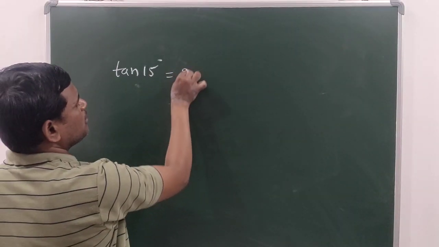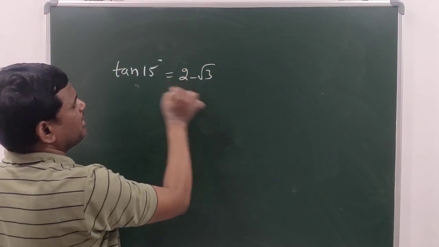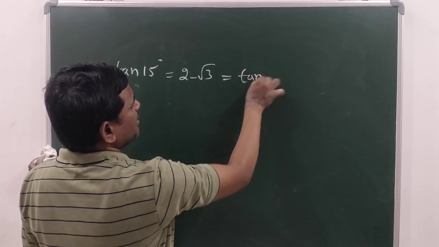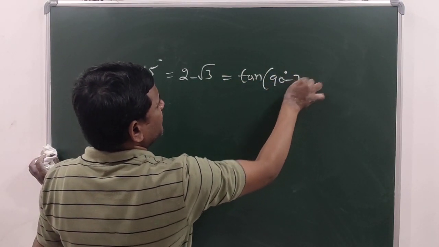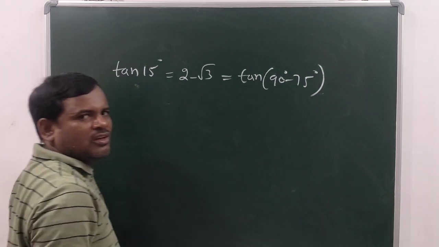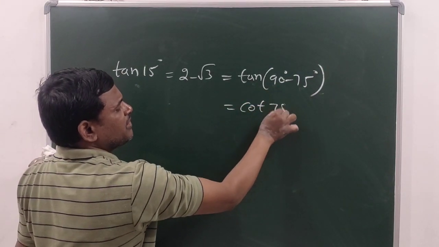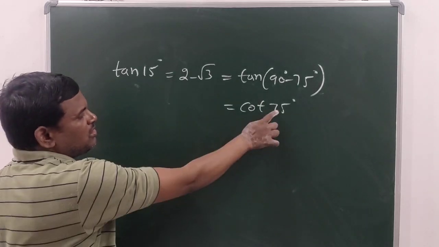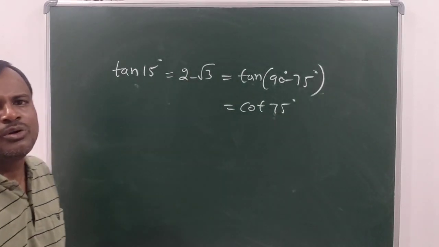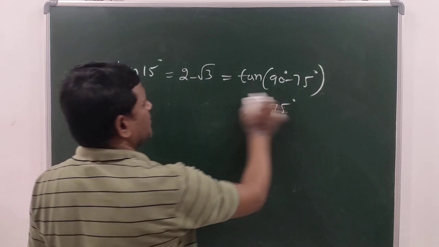Tan 15 degrees, how much have we got? 2 minus root 3. Even for 15 degrees, what do you write? 90 minus 75 degrees. So tan (90 minus 75) is equal to cot 75 degrees. Cot 75 degrees is also 2 minus root 3.